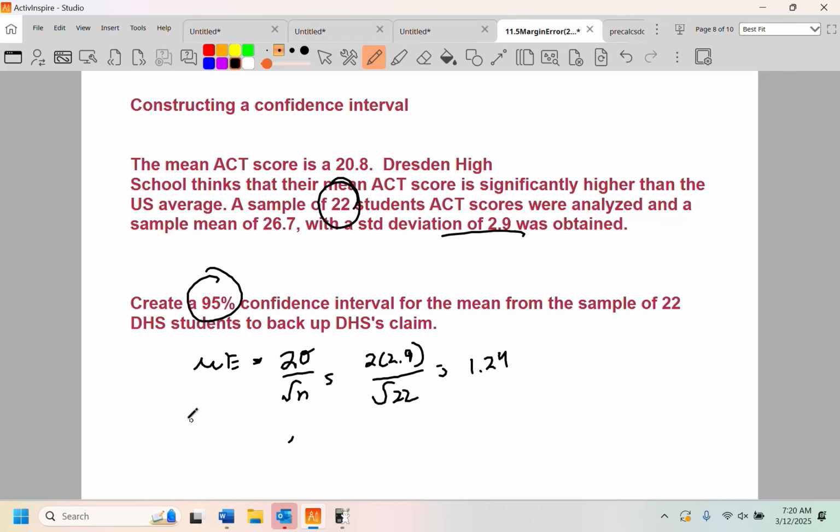All right, so let's make our 95% CI. If I take my mean of 26.7 and I subtract that, I'll have 25.46. That seems right. And if I add that, I'll have 28.94.